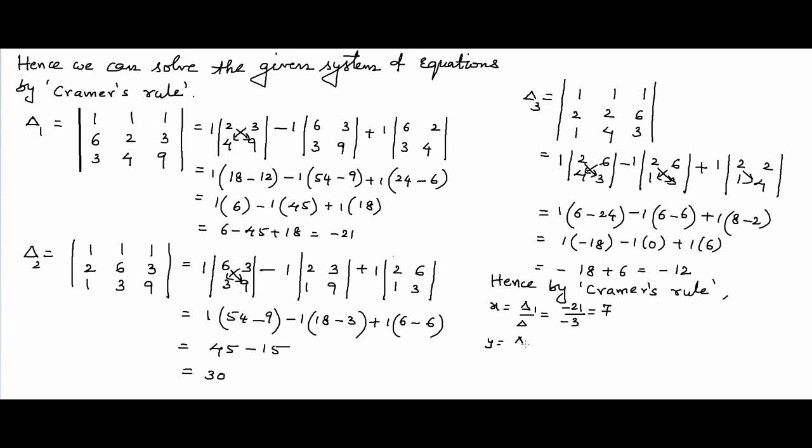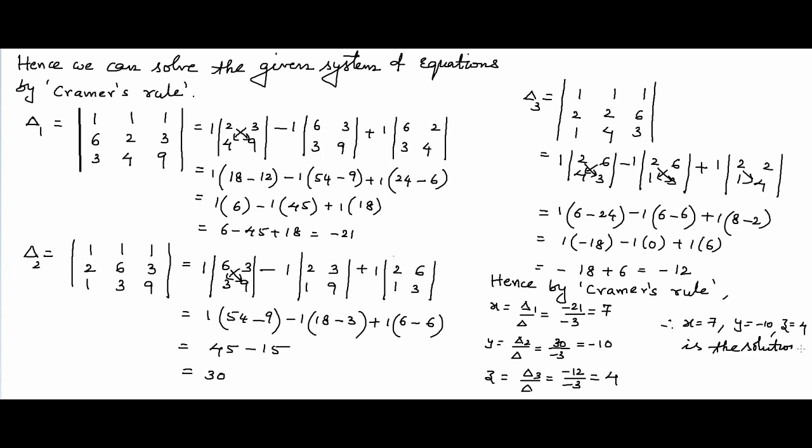Y is equal to delta 2 by delta. Delta 2 is 30 by minus 3. So 3 into 10, 30, minus sign is remaining there. Z is delta 3 by delta, which is minus 12 by minus 3. Minus minus cancels. 12 by 3 is 4. Therefore, x equals 7, y equals minus 10, z equals 4 is the solution of the given system of equations.